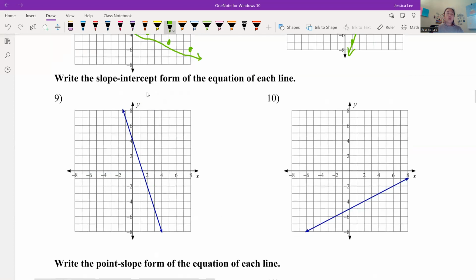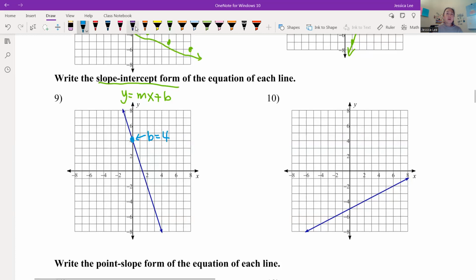All right, now we're moving on to write the slope-intercept form of the equation of the line. So remember, y equals mx plus b. Slope-intercept form is y equals mx plus b. Right, so let's find out these things. So we know our b is blue, and our b is going to be our y-intercept. We're going to look on the y-axis. Where does the line cross? Right here at 4. So that's our b, which equals 4.